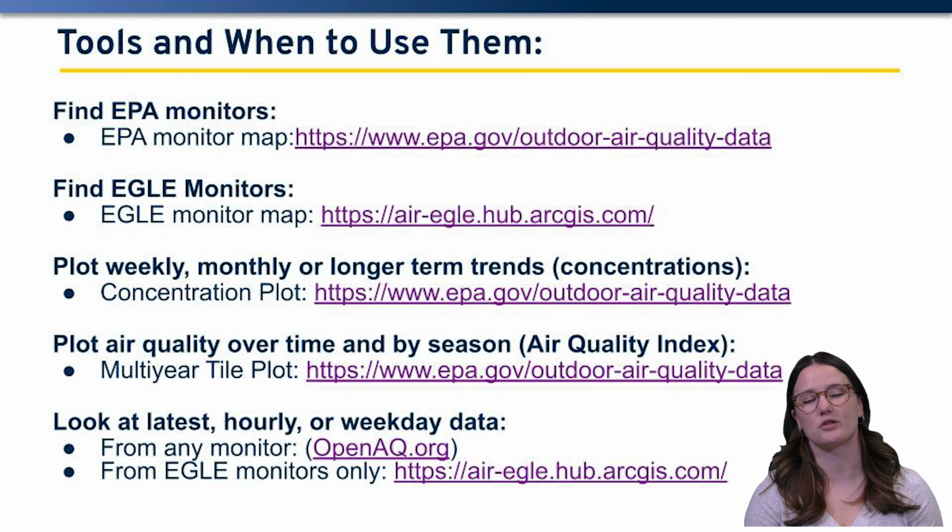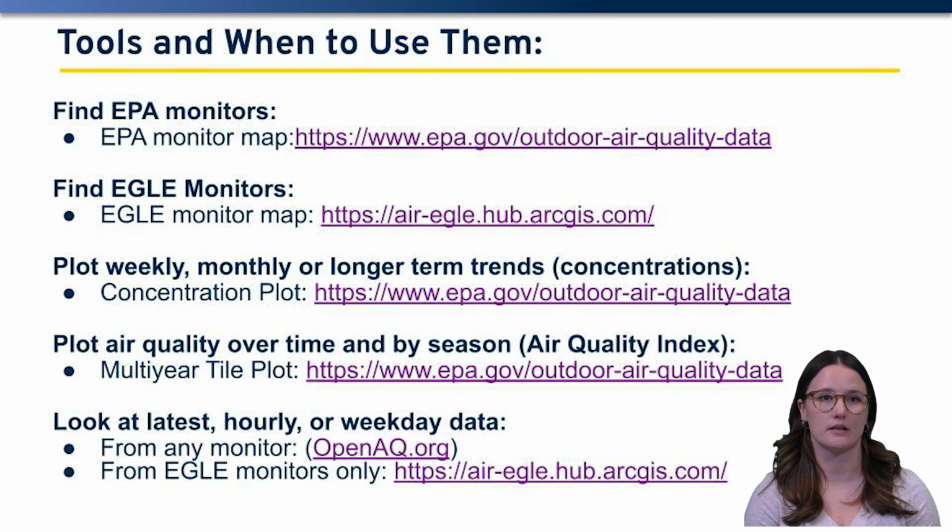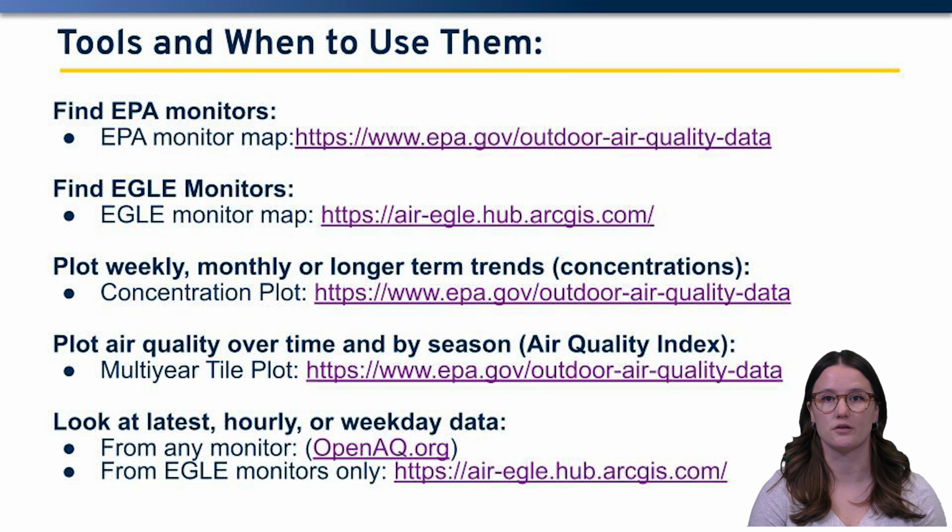Here's a short list of the tools we talked about today and when to use them. To find EPA monitors, use the EPA monitor link on this slide. To find EGLE monitors, use the EGLE monitoring link on this slide. These two maps show the gold standard reference monitors, which you should use for the most reliable data. Find and note the reference monitors nearest to you so you can cross-reference them on other websites.